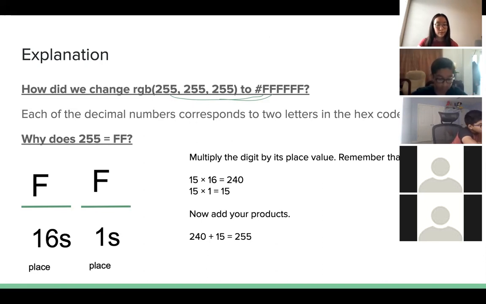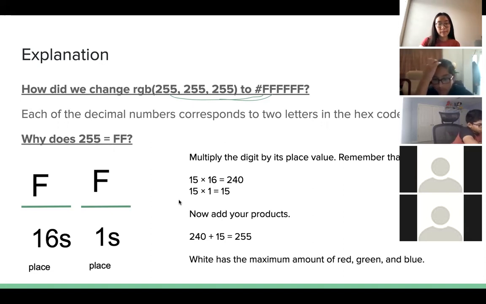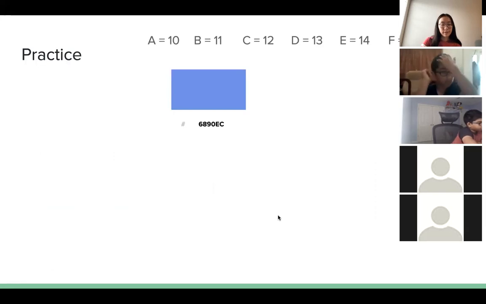So FF equals 255. Now, don't get too caught up in the color code aspect of this. This is just basically another way to practice converting between decimal and hexadecimal. You can see here that white has the maximum amount of red, green, and blue, which might make sense to you if you learned in science class that white is just a combination of all the colors.